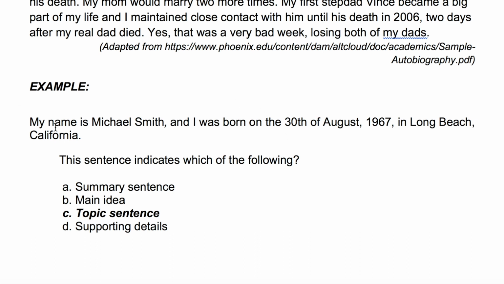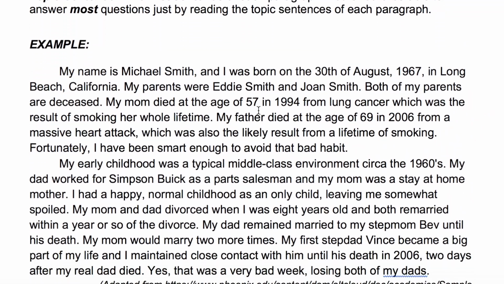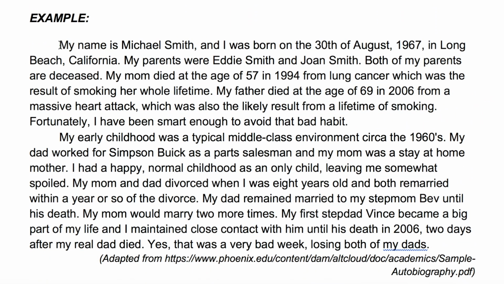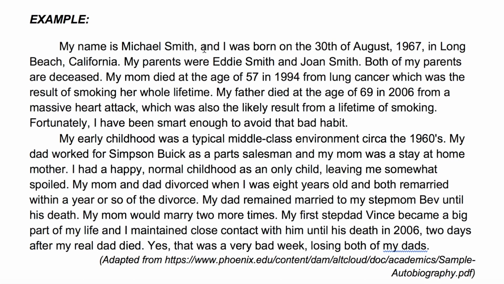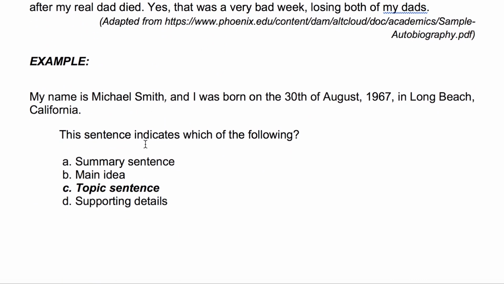And the question says, this sentence indicates which of the following. So we have to read the sentence. My name is Michael Smith, and I was born on the 30th of August, 1967 in Long Beach, California. Let's go find that sentence in the passage. Here it is. My name is Michael Smith, blah, blah, blah. It's the first sentence of a paragraph. That means it is the topic sentence.